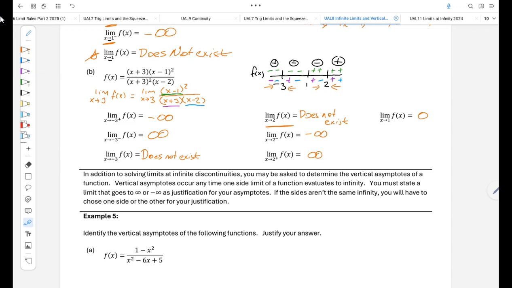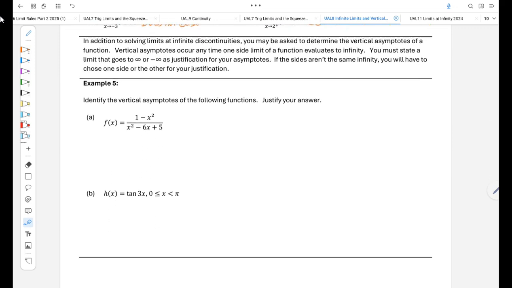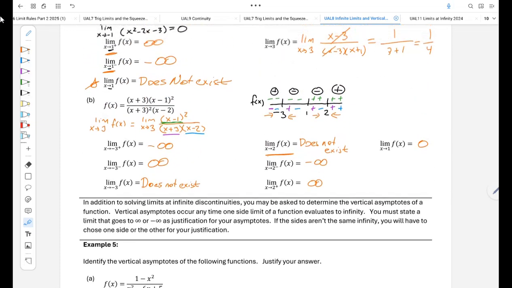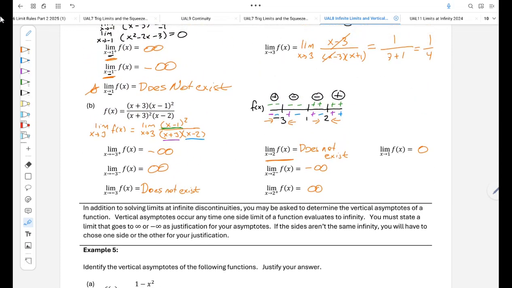All righty. Example 5. Oh, take a breath. Example 5 is just going to ask this question in a different way.